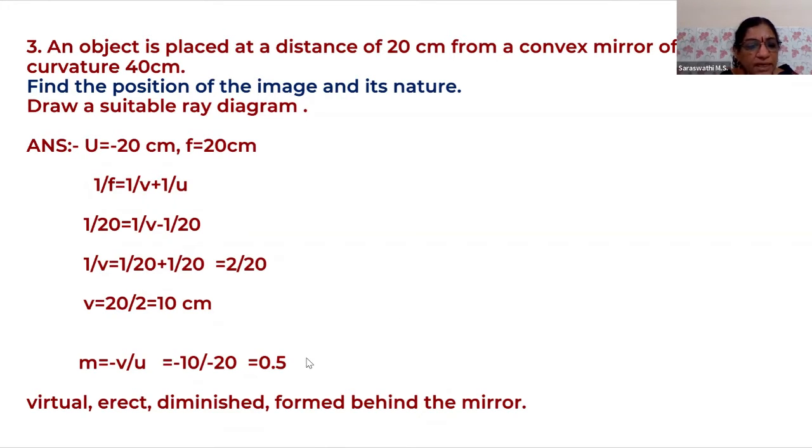Here again, you find the magnification, minus v by u. So minus 10 by minus 20 gives you 0.5. The plus sign in front of 0.5 tells you it is virtual erect. 0.5 tells you it is diminished and it is formed behind the mirror. This problem is also exactly like this. Only difference is they have given you the radius of curvature, so you need to find the focal length by dividing it by 2, because radius of curvature is twice the focal length. Focal length is nothing but radius of curvature by 2.